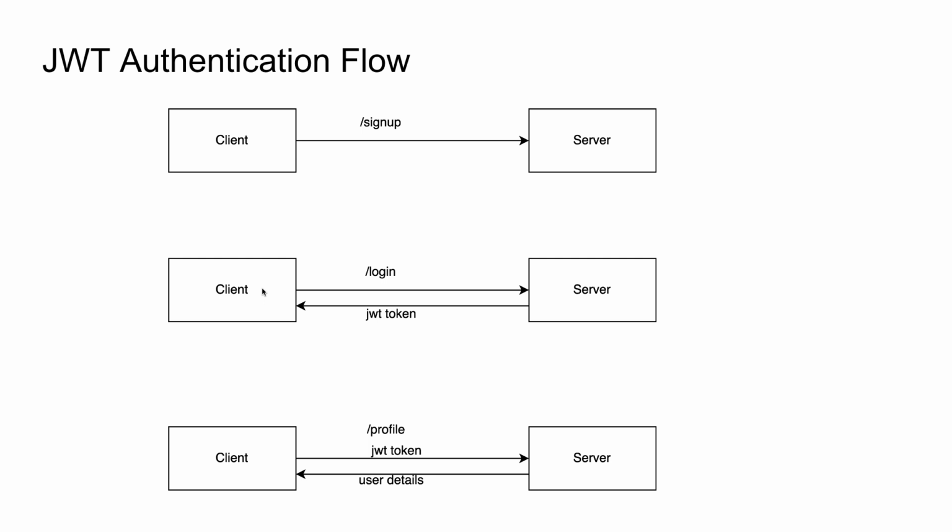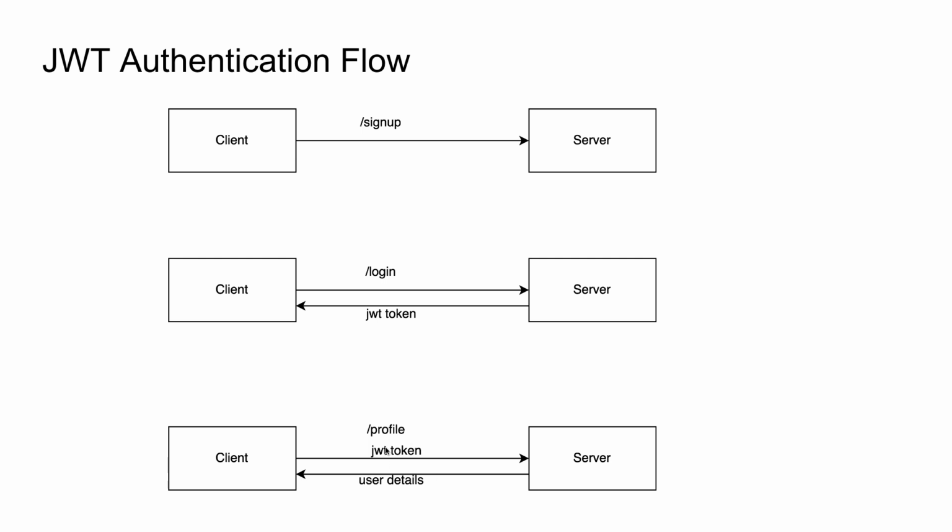Here the client will send the login request to the server, and the server will send the JSON Web Token. I'll teach you how we can create the JSON Web Token. And let's say the client wants to access his profile. The profile is a protected route, so he needs to provide the JWT token in the header. And finally, it will send the user details.